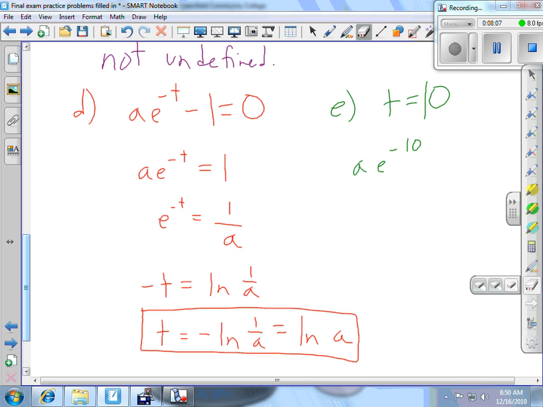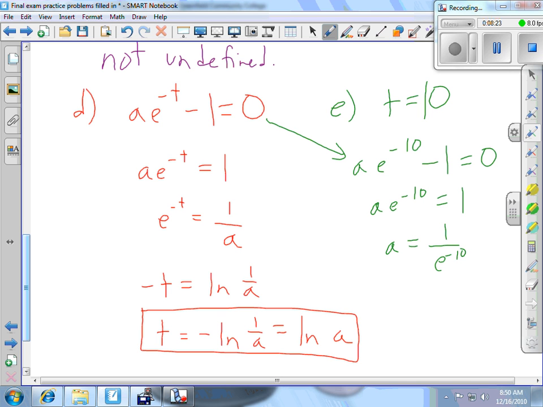We want the inflection point, which means we want the second derivative to equal 0, but it's supposed to happen at t equals 10. So this equation is supposed to equal 0. And now we're solving for a. And we get a is equal to e to the 10th, which you can type in if you wanted to know what that big number was.